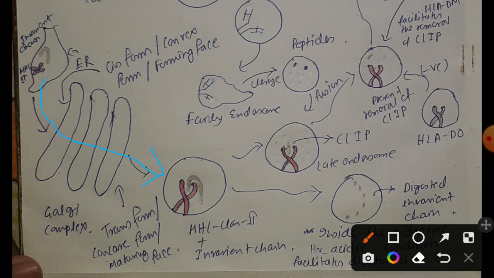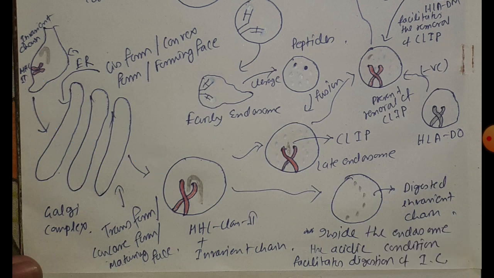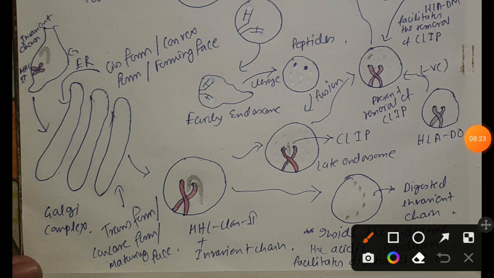complex. Clear? Now, two important points that I used to confuse during my graduation days: the part of the Golgi complex which is towards the endoplasmic reticulum is known as cis form, or convex form, or forming phase. Remember, that is the cis Golgi part. And the part of the Golgi complex which is not towards the endoplasmic reticulum is known as trans form, or concave form, or maturing phase. Clear?